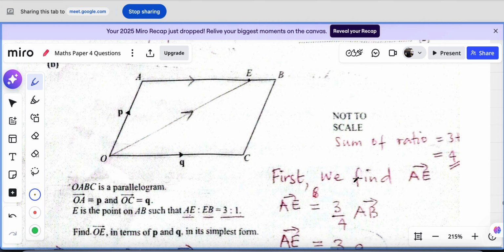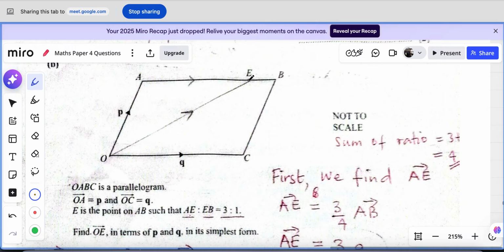So here they've given us a parallelogram, O, A, B, C. We start from O, the origin. OABC is a parallelogram. Vector OA is P, and vector OC is Q. E is the midpoint on AB.